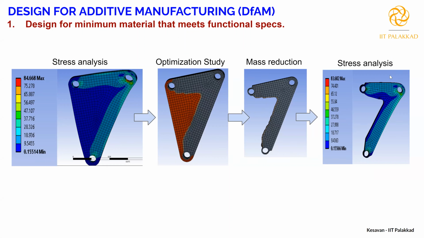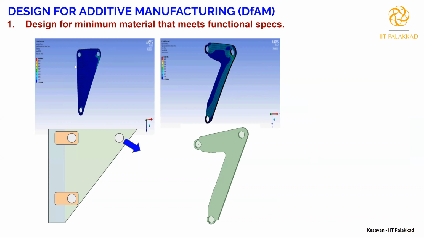If I do stress analysis on this new component, I see that the stress is equally distributed within all the material. So here I am saving material. This is called design for minimum material that meets the functional specifications. This is a must. We should do this optimization first. Now you see the before and after. Stress is well taken care of in the new design.